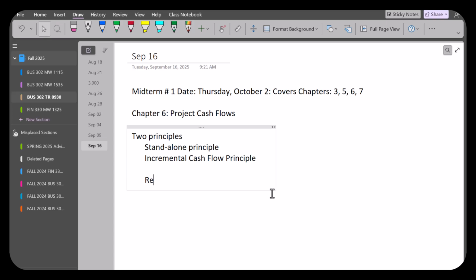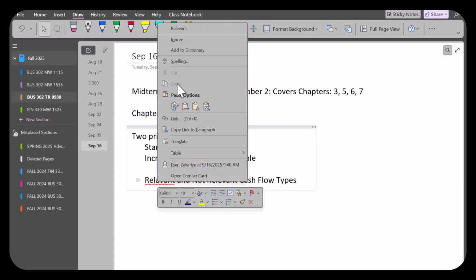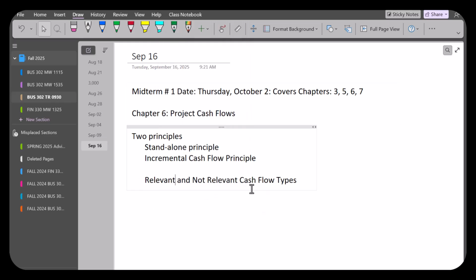So relevant and not relevant cash flow types. First thing we're going to talk about are sunk costs.